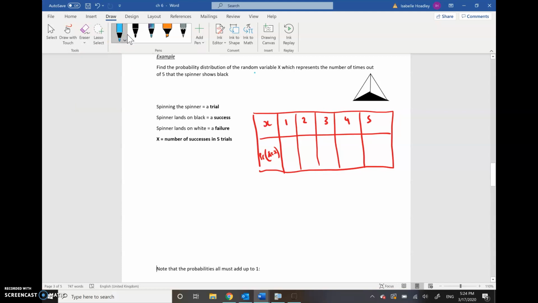So I'm just going to draw up Pascal's triangle, really little here. Obviously, if we're looking at 5 trials, we're going to go up to the 5th row. There it is. We're going to be using these as our coefficients. So we're going to look at the probability where x equals 1.